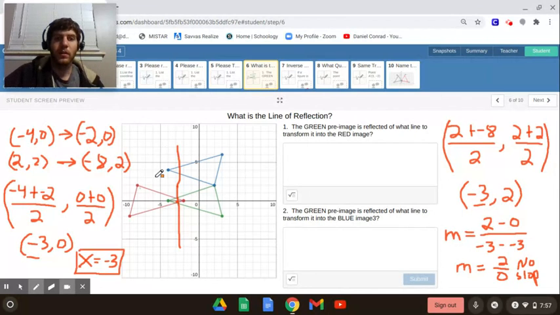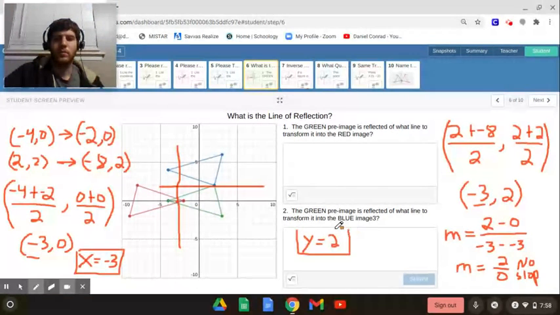If we look at the other one here, the green preimage is reflected over what line to get the blue image? That would be the line y equals 2. Again, that should be a visual thing. You shouldn't have to do all the math. We're not going to have ones on the test where you need to do the slope and the midpoint. They should all be visual.